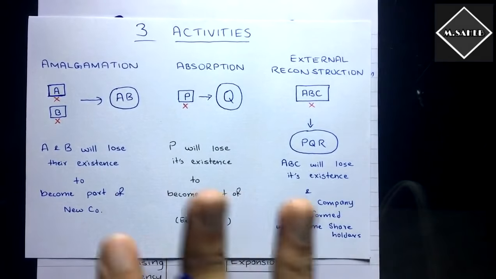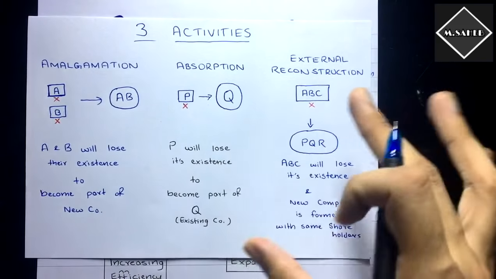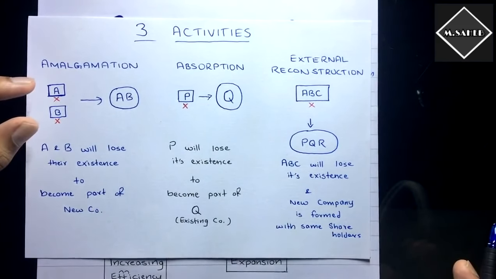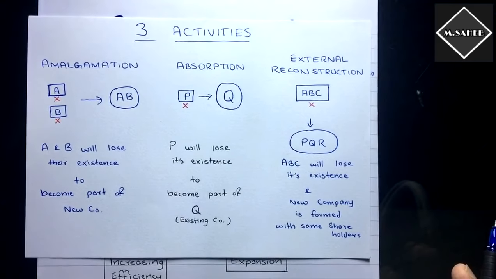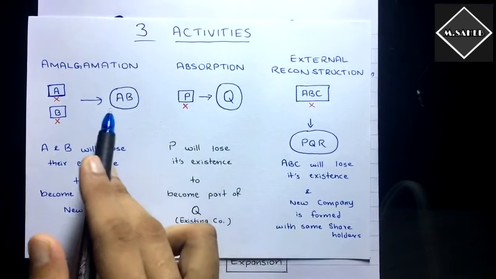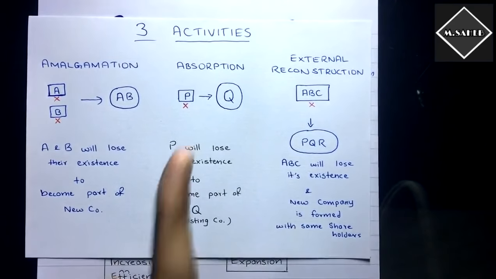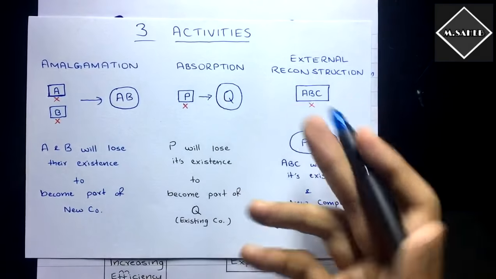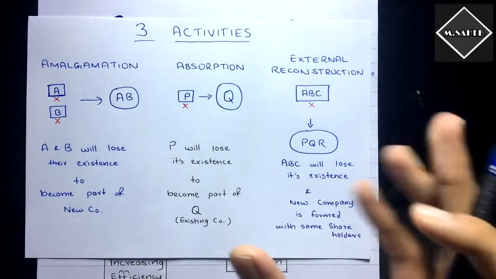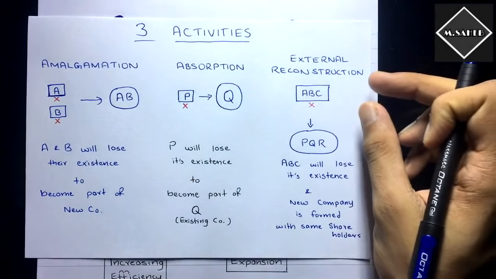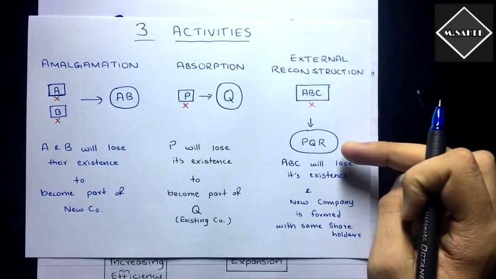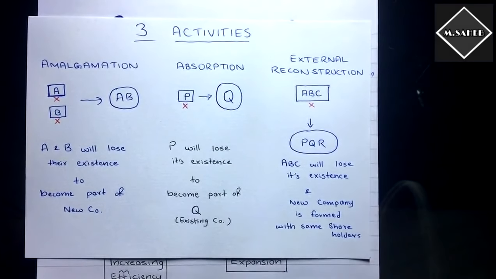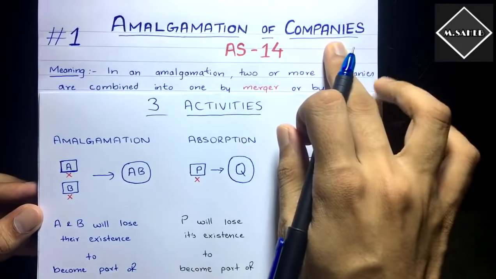So we saw three different activities here: amalgamation, absorption, external reconstruction. What was amalgamation? Two companies, they will lose their existence. Not only two companies, it can be also more than two, three, four companies. They will be merged together into one company, and the old companies will lose their existence. A new company will come into existence. And then here in absorption, what happens? The big fish will eat up the small fish. And here the existing company will be liquidated to create a new company with the same shareholders but with a new name. That's external reconstruction. So these were the three activities that come under amalgamation of companies.